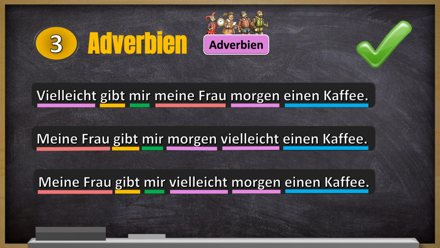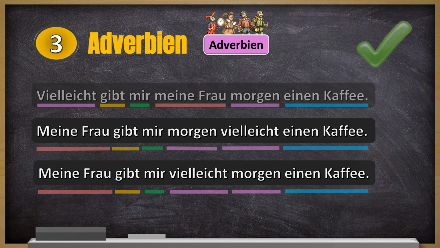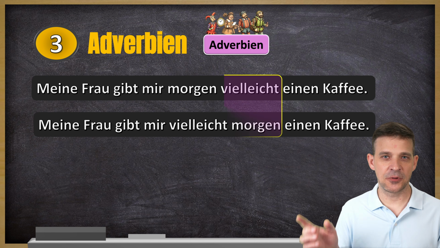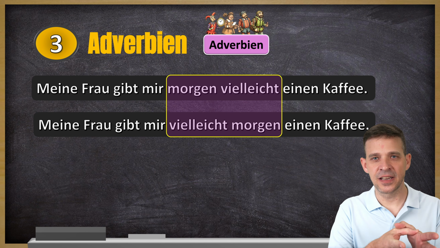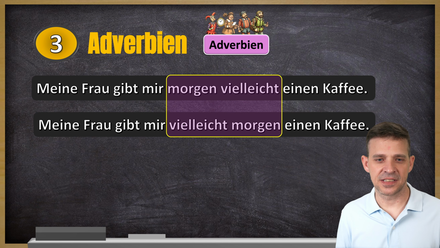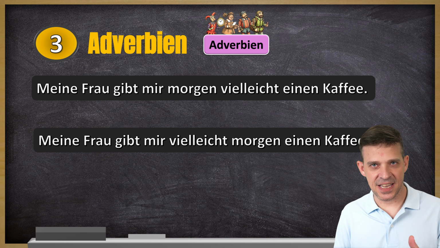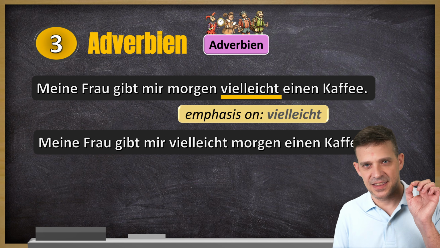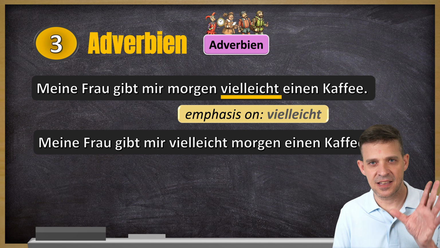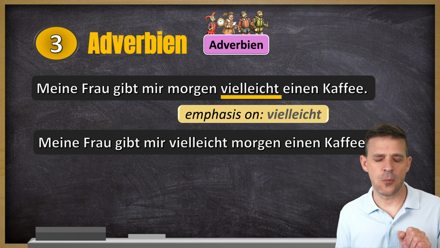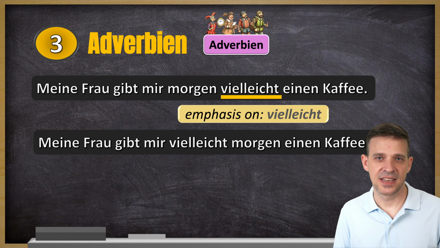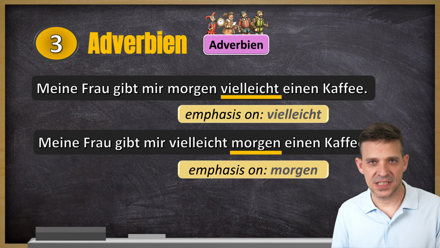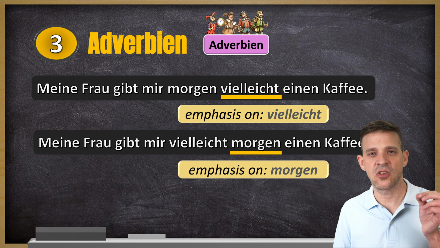So, they are all correct, all perfect. But what is the difference between the last two example sentences? Because here first we start with morgen and the second one with vielleicht. So the difference is, it's pretty simple. Vielleicht here is getting the emphasis. Why? Because it's closer to the end of the sentence. And for the second example, the emphasis is on morgen.